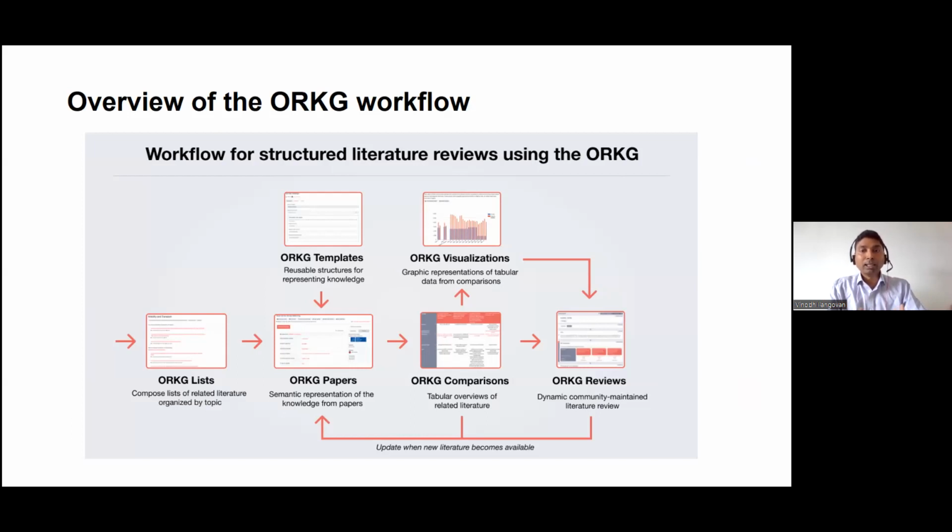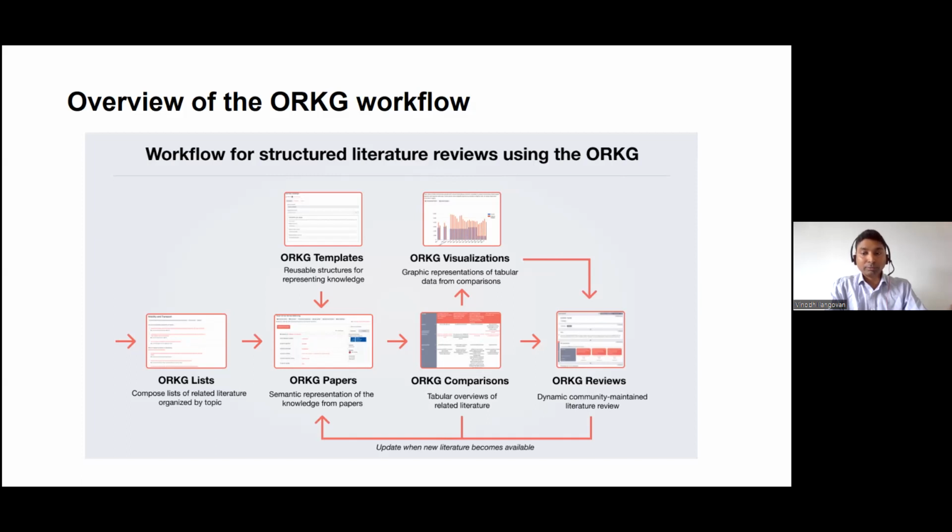And that can then be compared across multiple articles, which can lead to a visualization. Together, these visualizations and the emerging trend, you can write a systematic review or a review on that, which we call dynamic ORKG reviews. And then this can be looped in as and when new articles are added.